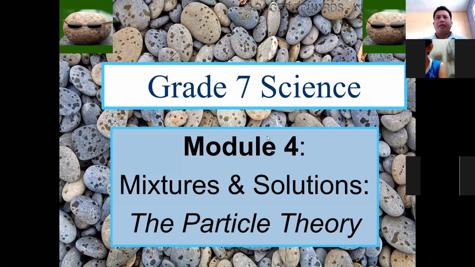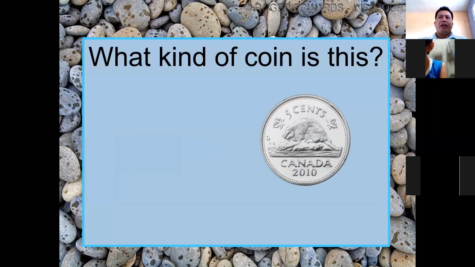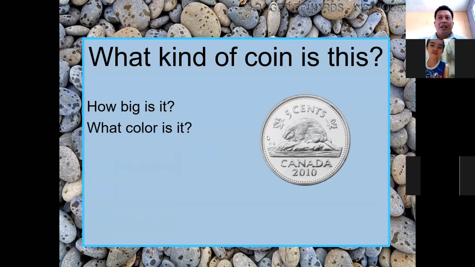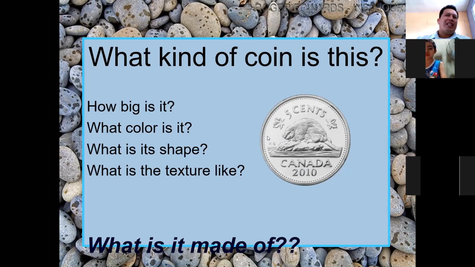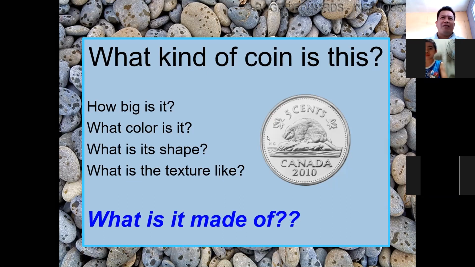Okay, to start off, what is a coin? Now, what is this? What kind of a coin is this? This is a 50-cent coin in Canada. How big is this coin? Probably these are questions that float in the air, no? What's the color of this coin? What is the shape of this coin? What about the texture of this coin? And then the big question there is, what is this coin made of?